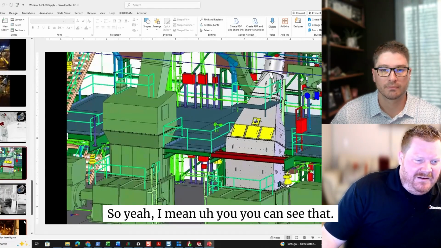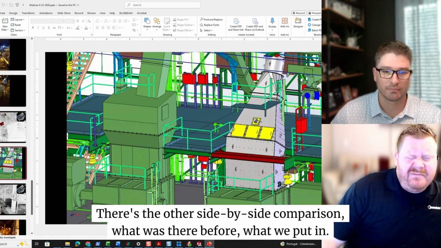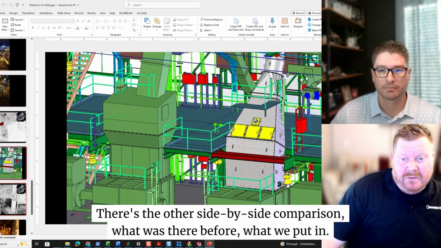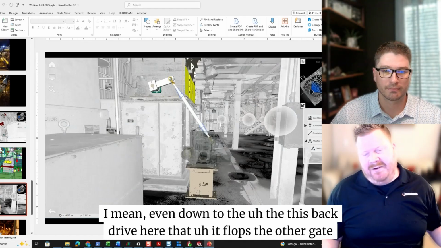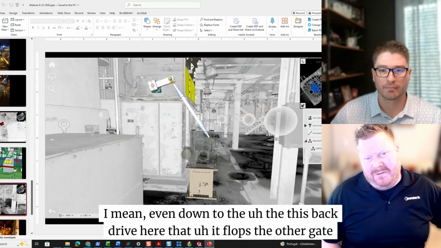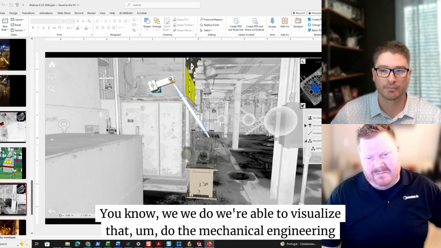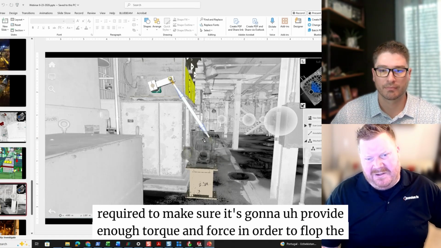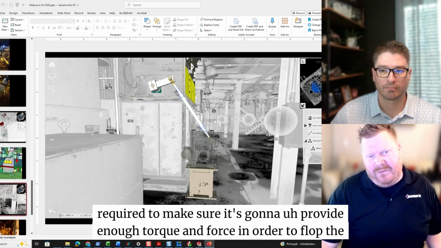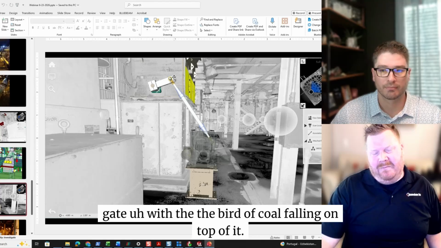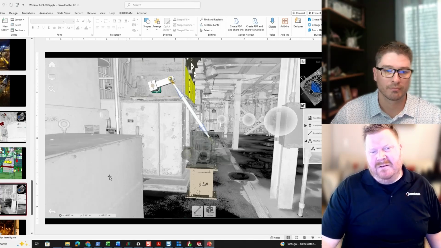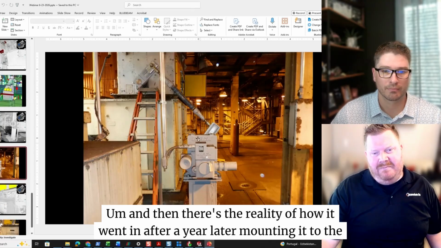So you can see that. There's the other side by side comparison: what was there before, what we put in. Even down to this drive here that flops the gate back and forth, we're able to visualize that and do the mechanical engineering required to make sure it's going to provide enough torque and force to flop the gate with the burden of coal falling on top of it. And then there's the reality of how it went in a year later, mounting it to the ground.